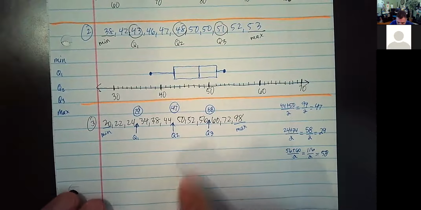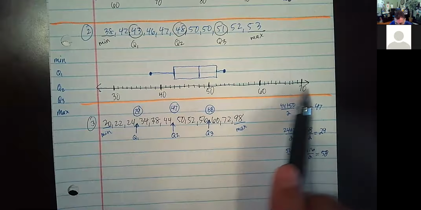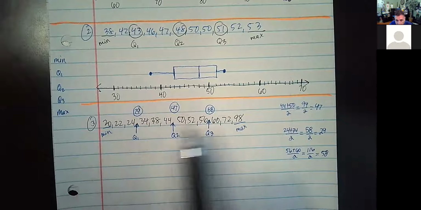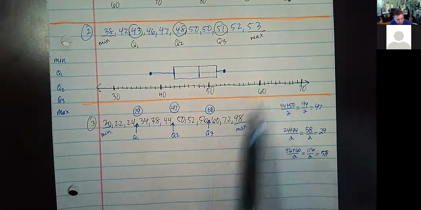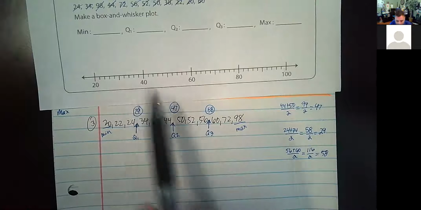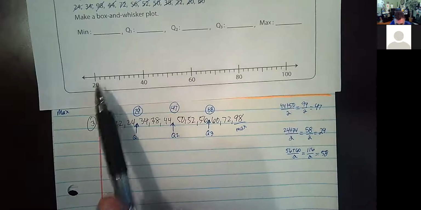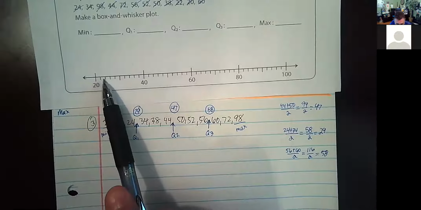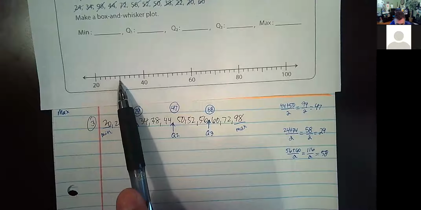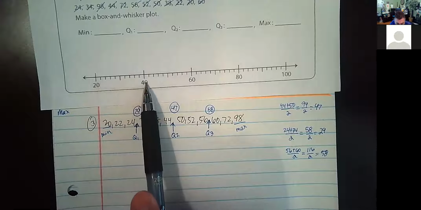So then next, this one's going to have to be a number line, because my minimum is 20 and my maximum is 98. I'm still going to make it the same size as this one. But if you look at our paper, it goes 20, 40, 60, 80, 100. So these little marks in here are actually going up by 2. It goes 20, 22, 24, 26, 28, and there's 30. And then it goes 32, 34, 36, 38, 40.